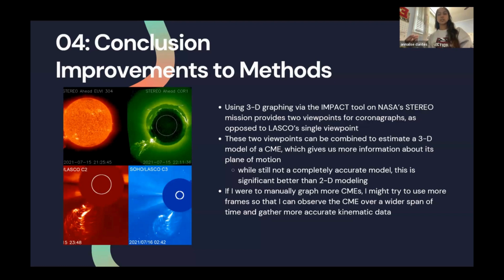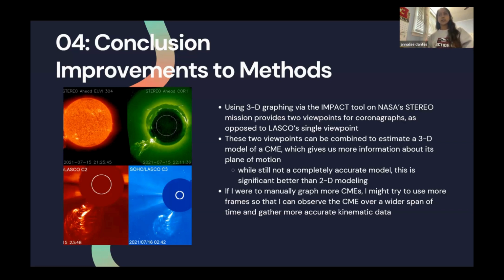And while these viewpoints give you a two-dimensional view, you can combine the data from each of these to estimate a 3D model of a CME, which gives you a lot more information about its plane of motion and its path of propagation throughout the heliosphere. And although this isn't a completely accurate model, this is significantly better than 2D modeling just because it gives you so much information about how the energy of the CME is traveling.